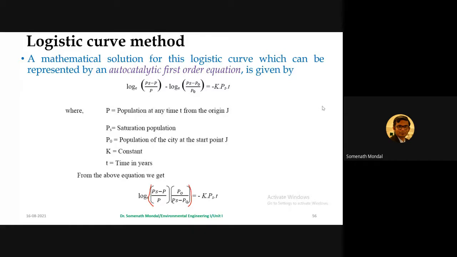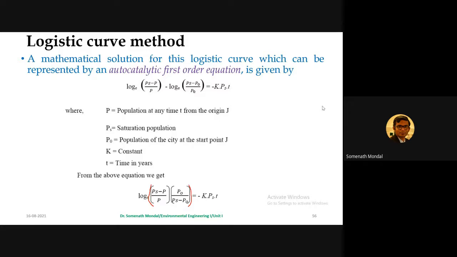So what we need in this case is to understand the different notations which are being used in this particular autocatalytic first order equation. So capital P stands for population at any time t, then PS is the saturation population, P0 is the population of the city at the starting point, K is the rate constant, and then we have T, that is time in years. Now from the equation we can write log base e of (PS minus P by P) times (P0 by PS minus P0) equals minus K PS T.